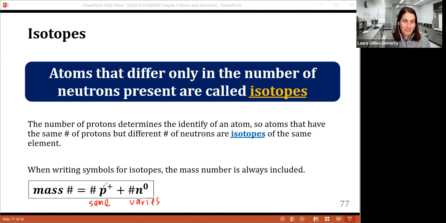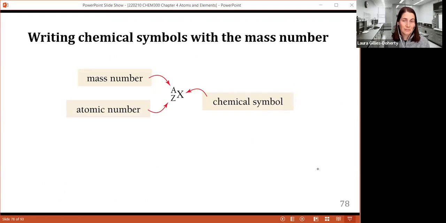So the mass numbers for different isotopes of the same element will be different. They're all the same elements. They're going to have the same number of protons. It's just the number of neutrons that's changing. There are two ways to write chemical symbols that include the mass number. The first way is to write the chemical symbol, and then above and to the left, you include the mass number. The mass number is the number of protons plus the number of neutrons. Then down below to the left, you include the atomic number, and that's just the number of protons.